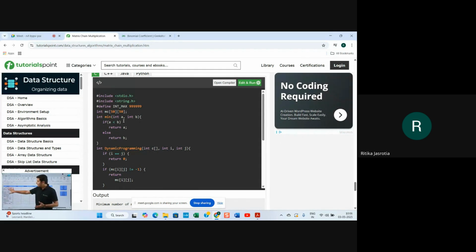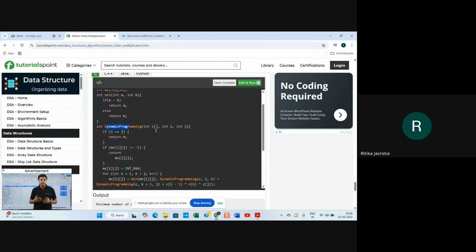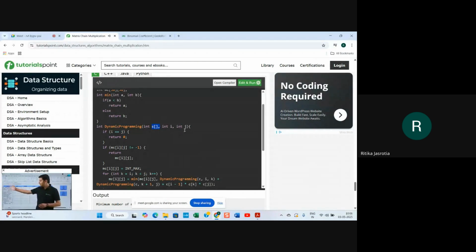Here they are finding: if A is less than B, return A, else return B. That is the minimum. So they created an int min function, where they pass A and B as parameters and compare whether A is less than B. If it is less, you return A; otherwise, you return B. Then they created the function dynamic programming, where a matrix is taken, and then int i, int j. These are the three things they are passing as parameters.